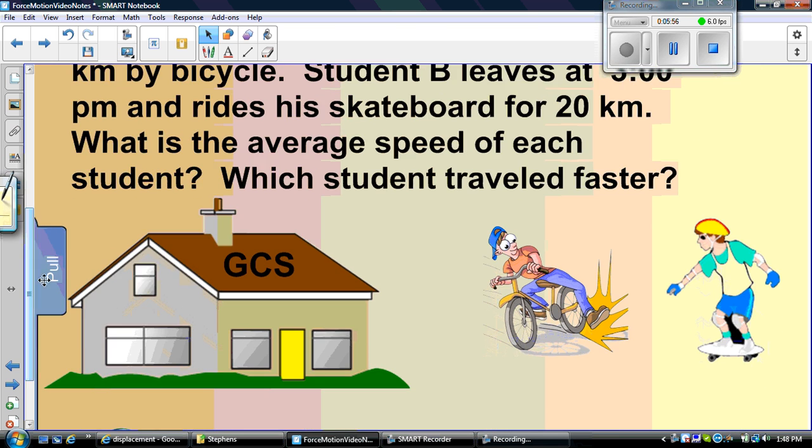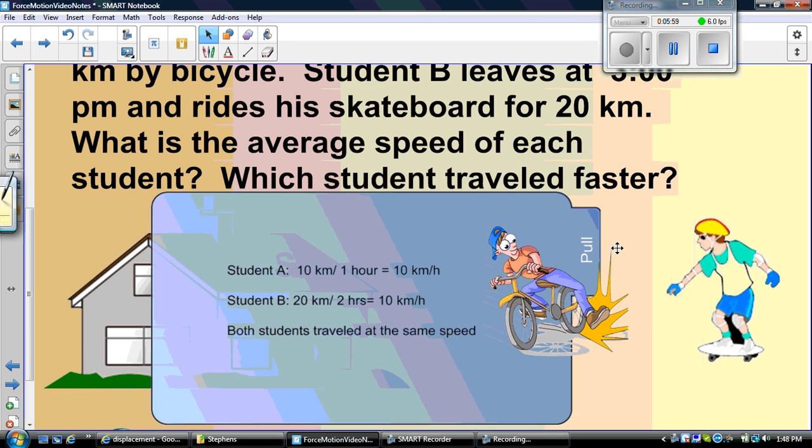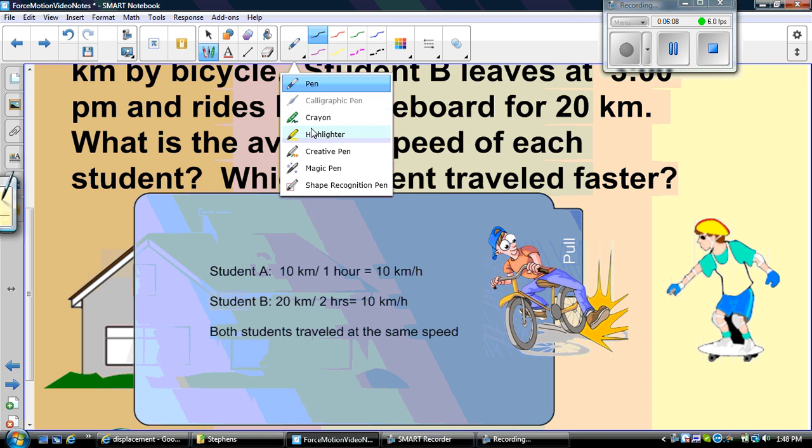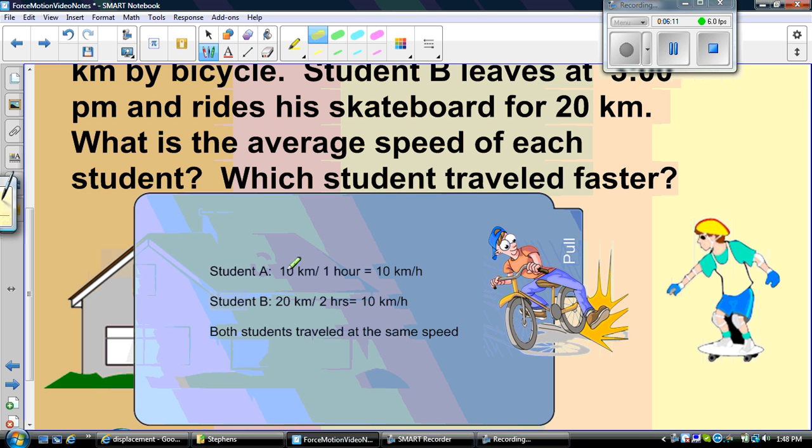So if we set up our math, it's total distance divided by time. Student A, total distance is 10 kilometers. Total time is 1 hour. So if we take our distance divided by our time, 10 divided by 1, we get a speed for student A of 10 kilometers per hour. Notice we take the units for distance and for time, and that's your units for speed. Student B traveled 20 kilometers in 2 hours. So if we divide 20 by 2, student B also has a speed of 10 kilometers per hour. So both students traveled at the same speed.